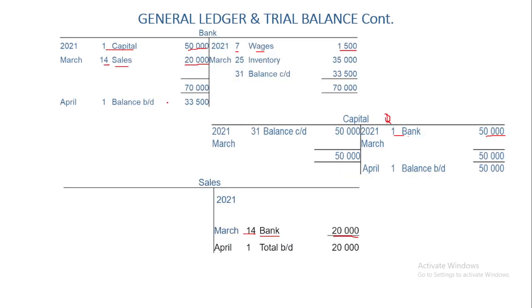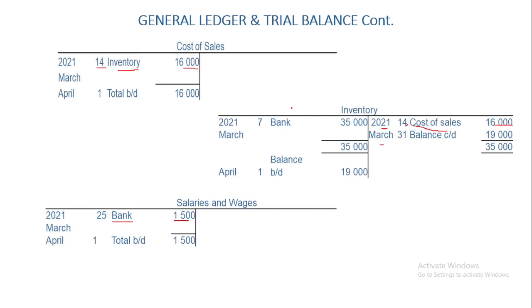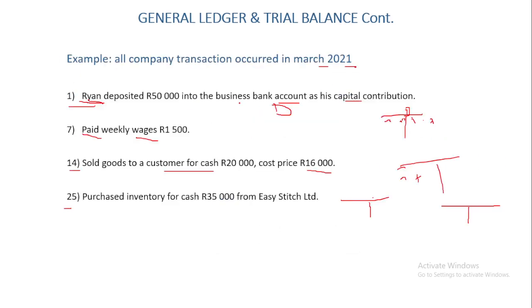And then we move to our last transaction to say that on the 25th of March we bought inventory. Our bank is gonna go down because we paid cash, so meaning that we're gonna go on our bank side and write the date that on the 25th we bought inventory worth 35,000, meaning our bank account is going down. And then we're gonna go to our inventory account and say that on March 2021, on the 25th, we actually went and bought inventory of 35,000, and this was bought cash. So we reflect that it was bought cash. And that is our last transaction.